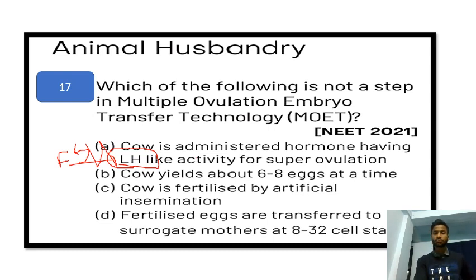The cow yields about 6 to 8 eggs. This is correct. The cow is fertilized by artificial insemination. Artificial insemination provides semen to the female, so it produces zygotes. Then we transfer the zygote to the surrogate mother. Option D, fertilized eggs are transferred to the surrogate mother. So all are correct, only this is wrong, because instead of LH we provide FSH, follicle stimulating hormone.